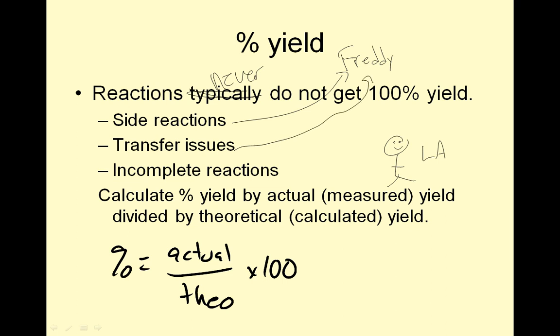Now in chemistry terms, that means if you're in a beaker and you pour it from one beaker into another beaker, there's always a little bit left. There's a drop or two left over, so you get that.